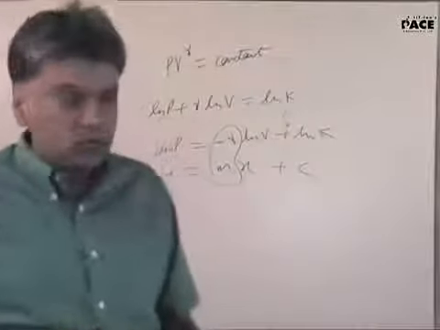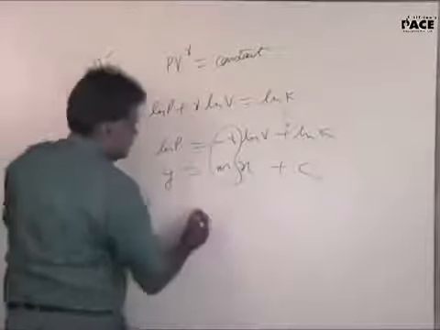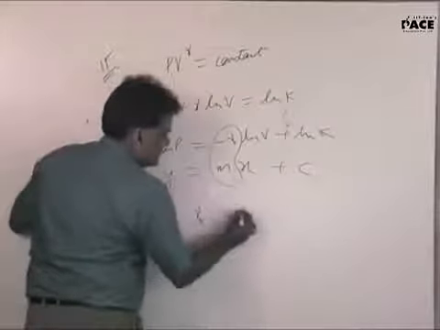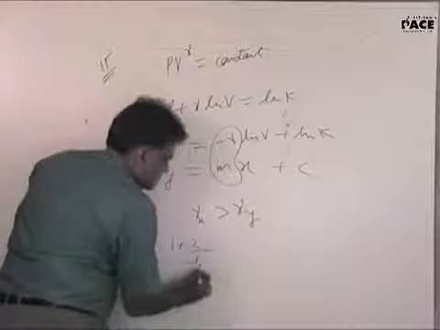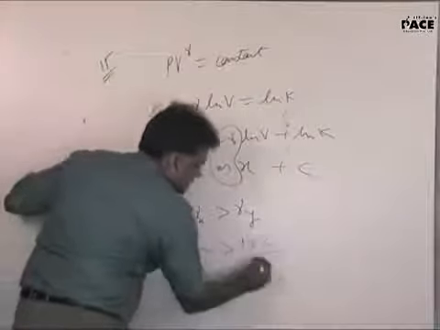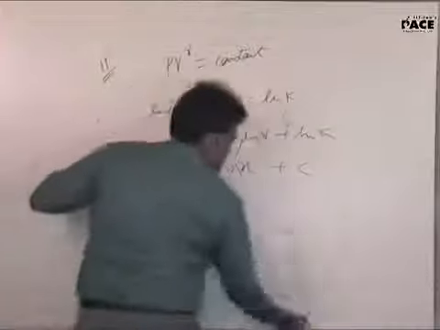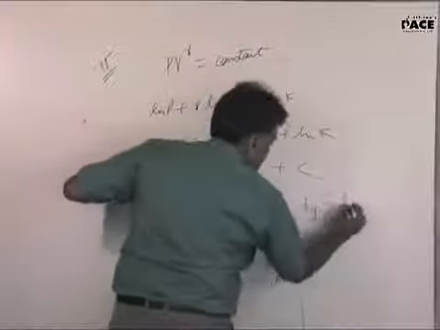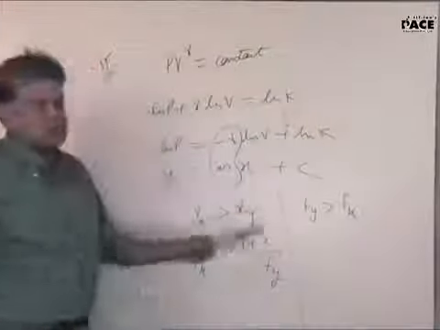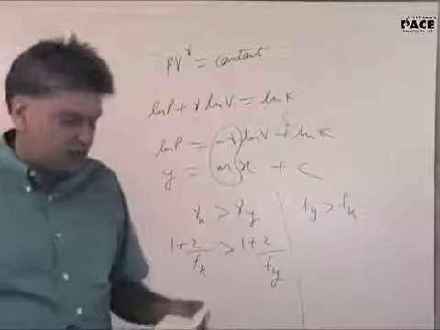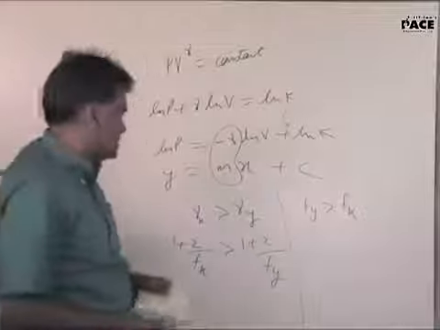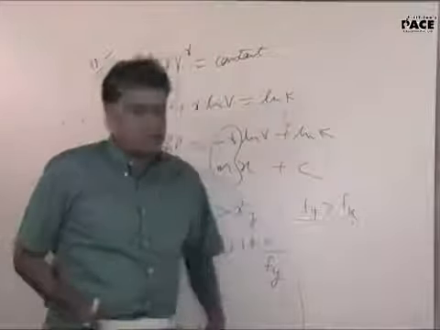Between the two lines, which has the greater slope? X has the greater slope. So we can say gamma x is greater than gamma y, which means 1 plus 2 by fx is greater than 1 plus 2 by fy, or we can say fy is greater than fx. That's all. Other things are obvious. So f2 is greater than f1 and Cv2 is greater than Cv1. Both are evident from here.